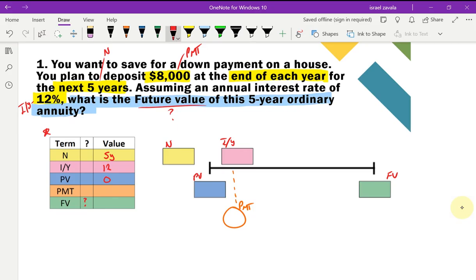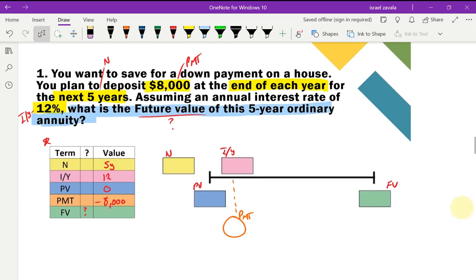Your payments are going to be 8,000. Now, this is a negative 8,000 because it's money that's actually leaving you to go get deposited. So it can be invested over 5 years at 12%. So let's put these numbers in our timeline just so that you guys can get comfortable with this. The first thing I'm going to do is N is 5 years. The interest rate is 12. Present value is 0. Future value is what we're looking for. And here we have negative $8,000.